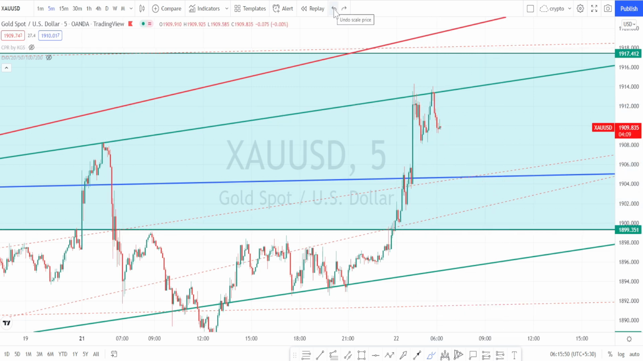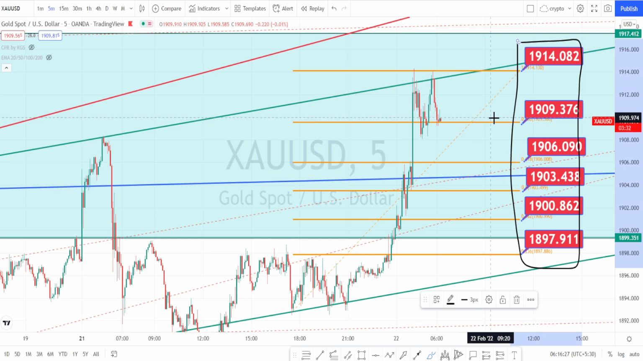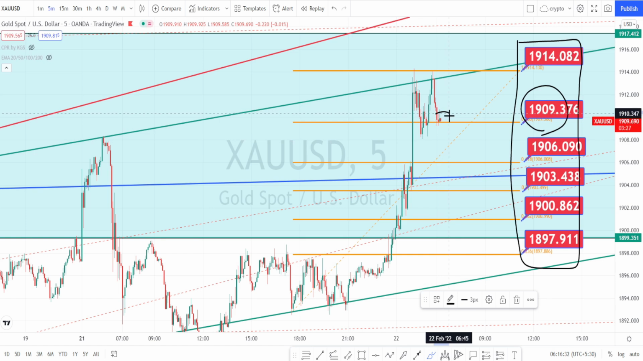Let us mark the support and resistance levels. The values within these color boxes are the support and resistance levels in the 5 minutes time frame. Currently the price action is taking support on this 1909 level, and if it breaks this level, the next level of support is going to be around 1906.